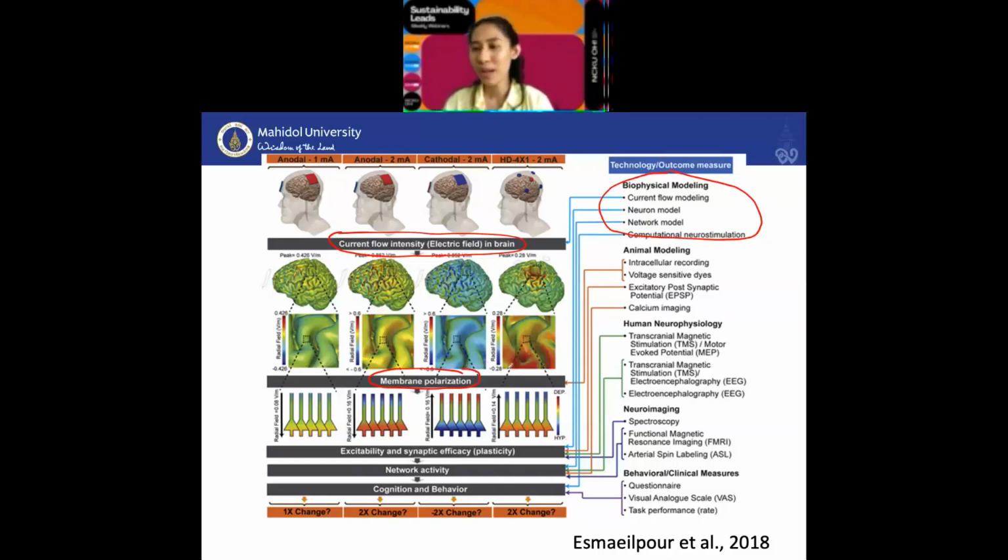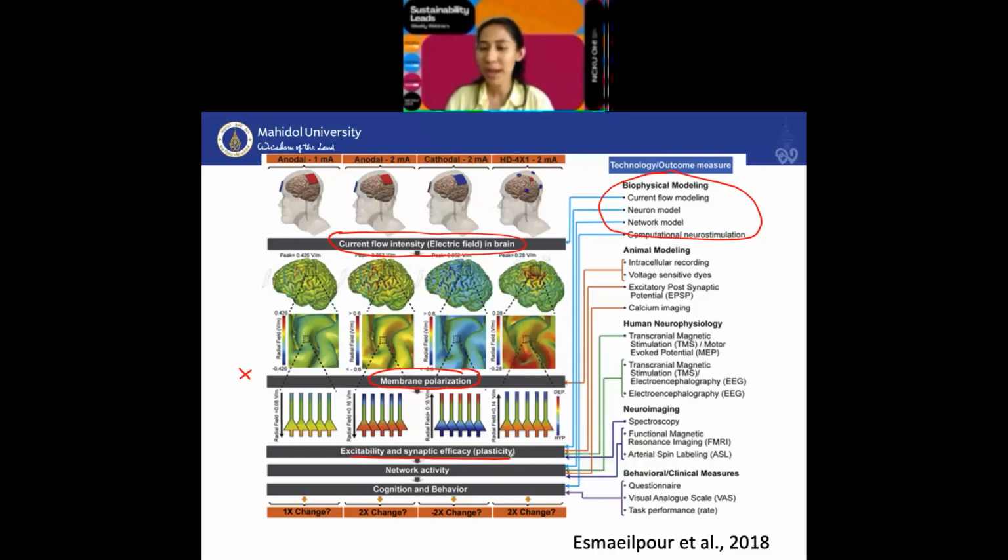You cannot do it in humans. You can do it only in animal studies because you need intracellular recording. Okay, so this step you cannot do in humans. However, when the membrane potential is depolarized or hyperpolarized, what happens? The cortical excitability would be changed, right? And after that, it would induce synaptic plasticity.